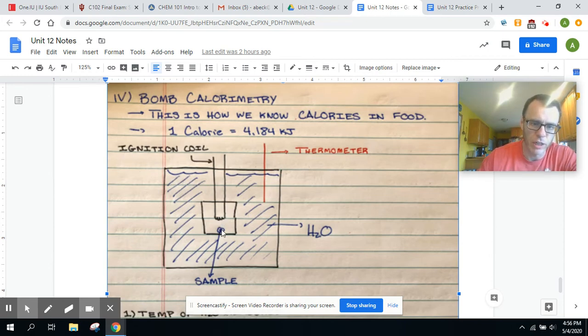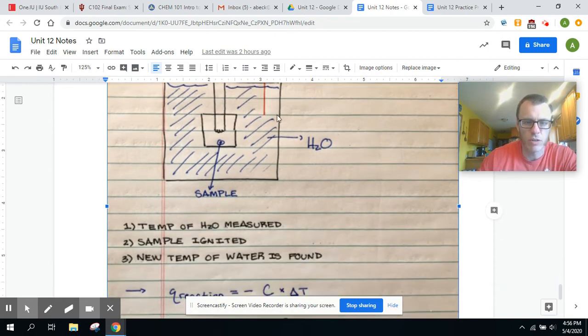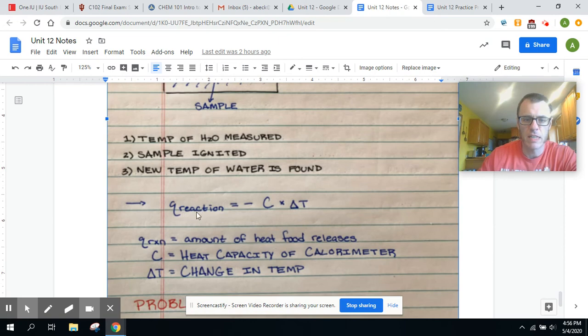You have this ignition coil in here. This is your box where your sample is. It's supposed to be a Cheerio. And it's surrounded by water because we understand water pretty well. And you have a thermometer here. So what you end up doing is you measure the temperature of the water, you ignite this sample, so you just burn your Cheerio, and then you measure the new temperature of the water. And because of that, what you get is this. The heat of the reaction, that thing that got burned, is negative. This big C is just, instead of specific heat for water, the whole instrument has a heat capacity, so it takes mass out of the equation. So we get C times our change in temperature, which we use a thermometer for. So that's what we have.